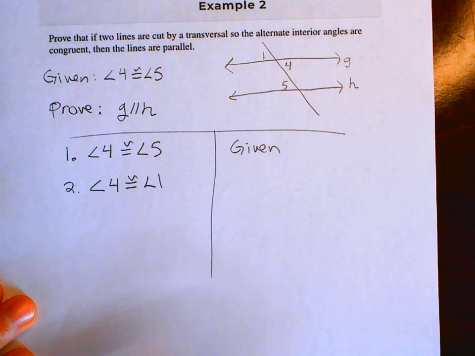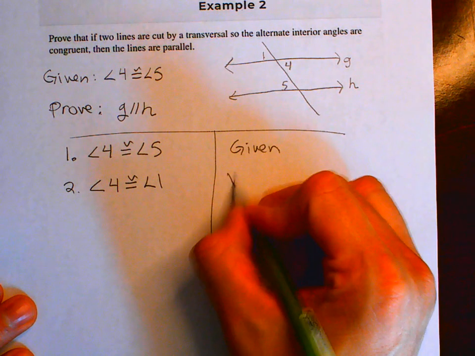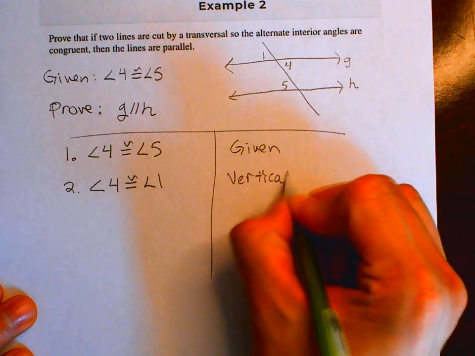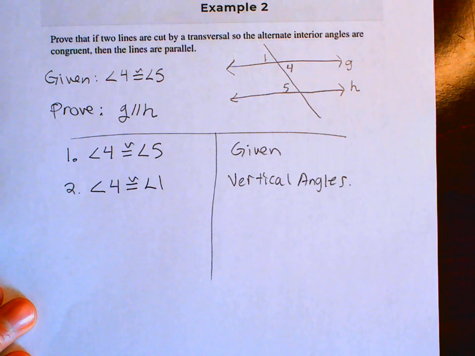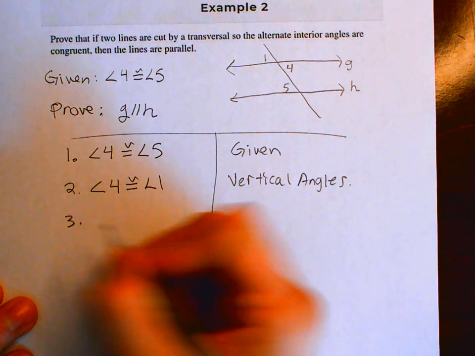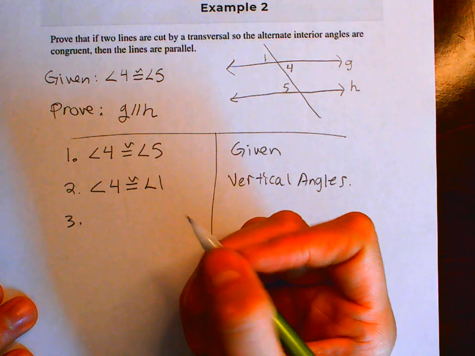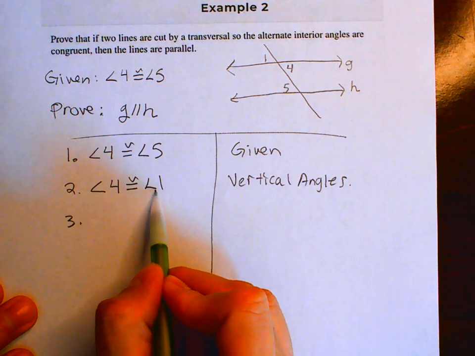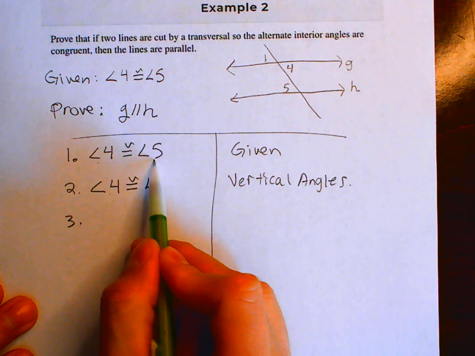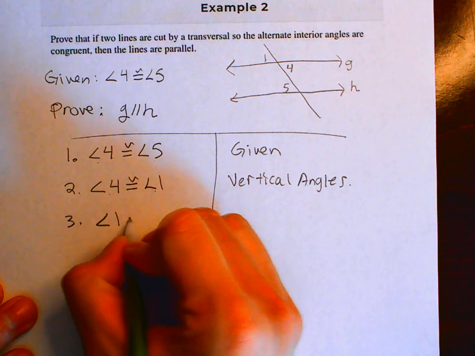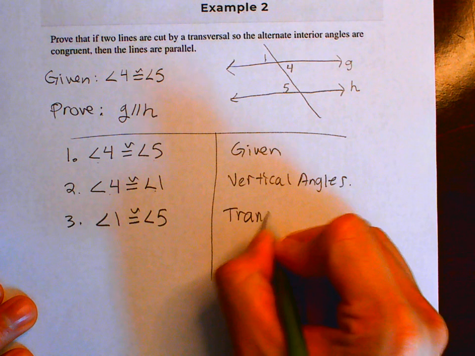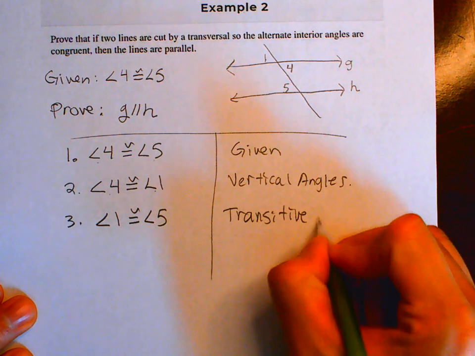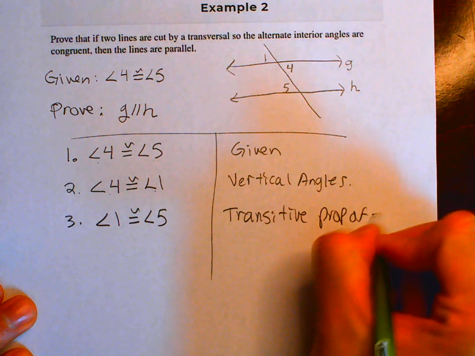Okay? So the reason why is because they happen to be vertical angles. By the vertical angle theorem, those two are congruent. So now if we apply the transitive property of congruence, if angle 1 is congruent to angle 4 and angle 4 is congruent to angle 5, then angle 1 is going to be congruent to angle 5. And this is by the transitive property of congruence.